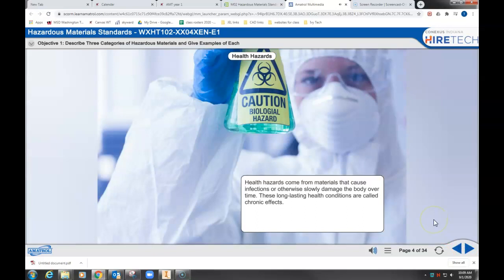Health hazards come from materials that cause infections or otherwise slowly damage the body over time. These long-lasting health conditions are called chronic effects. Examples of health-related hazards include bacteria, viruses, radiation, cancer-causing materials, and materials known to cause reproductive harm.